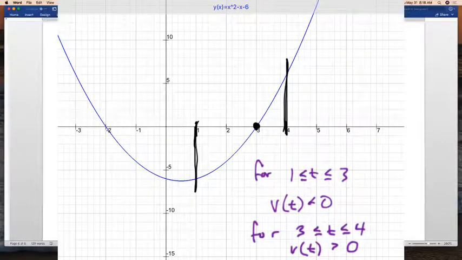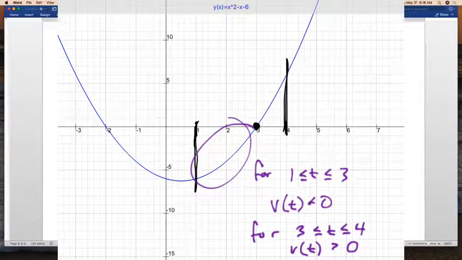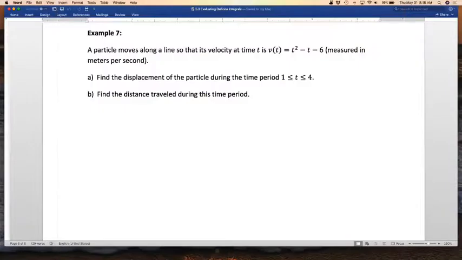So what we're going to do is split our integral into 2 pieces. And we're going to use the opposite of the definite integral from 1 to 3 so that becomes positive, so that our total displacement becomes a total distance traveled. So we're going to change this just a little bit, and we're going to take the opposite of the integral of t squared minus t minus 6 from 1 to 3. Okay, you can put that negative inside the integral if you want. And then we're going to add in the region from 3 to 4.